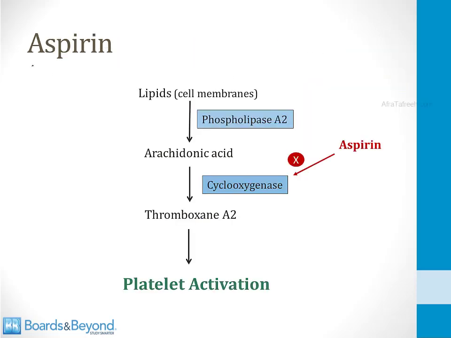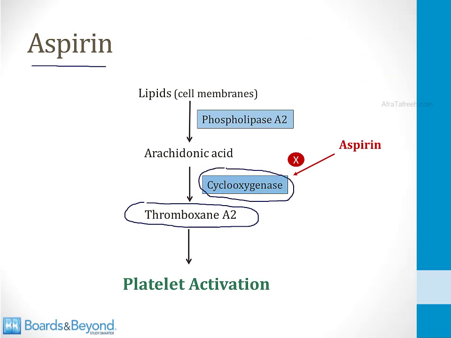So let's start by talking about aspirin. Aspirin blocks the formation of thromboxane A2, which is a very powerful activator of platelets. The way it does this is through inhibition of the enzyme cyclooxygenase. The way the body makes thromboxane A2 is by beginning with lipids in the cell membranes. There is an enzyme in many cells in the body called phospholipase A2, which can pull lipids from the cell membranes and synthesize molecules of arachidonic acid. Arachidonic acid can then be converted by the enzyme cyclooxygenase into thromboxane A2, and that is where aspirin exerts its effect.